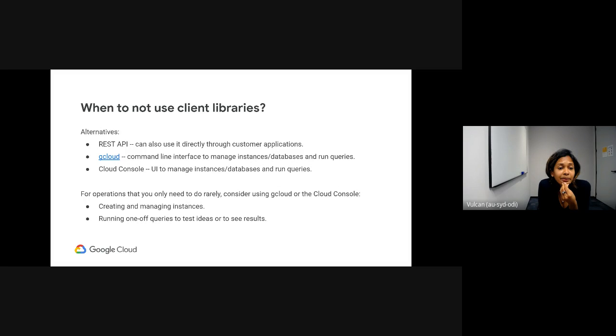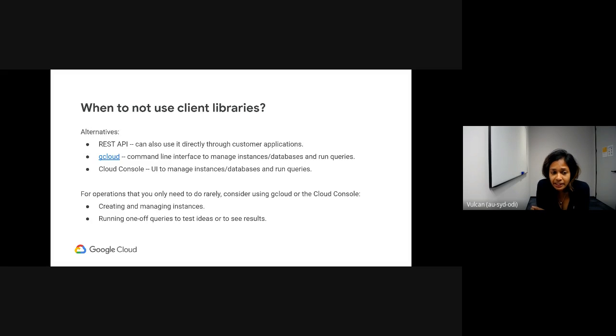All right, so why would you not use the client library? There are some alternatives. One of them is the REST API. You could potentially use the REST API directly through customer applications. One downside of this may be that the gRPC clients are more optimized for the wire transfer, and the REST API may not be. So for the most efficient way of using Cloud Spanner through an application, it may make more sense to use the client libraries.